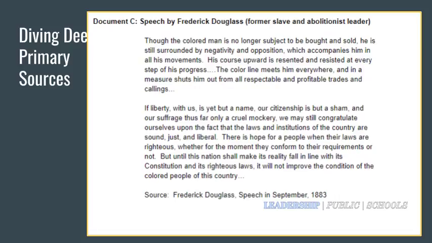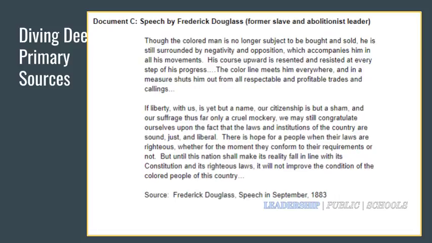If liberty, with us, is yet but a name, our citizenship is but a sham, and our suffrage thus far only a cruel mockery. We may still congratulate ourselves upon the fact that the laws and institutions of the country are sound, just, and liberal. There is hope for a people when their laws are righteous, whether for the moment they conform to their requirements or not. But until this nation shall make its reality fall in line with its constitution and its righteous laws, it will not improve the condition of the colored people of this country."